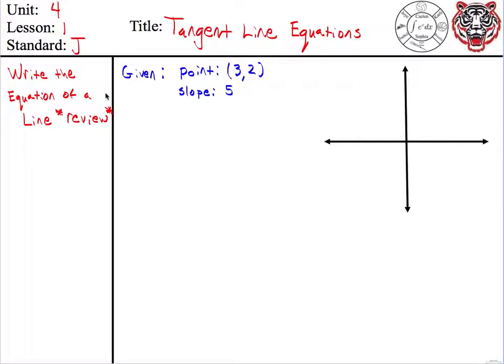Raise your hand if you know what point-slope form is. I feel like I remember. Point and slope. All right, so I need to somehow start with this information and then get a line out of this.